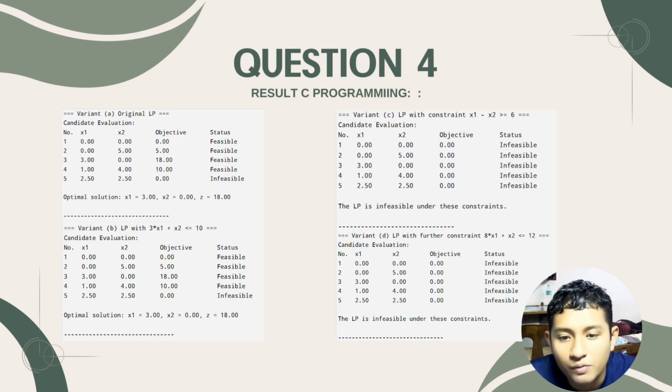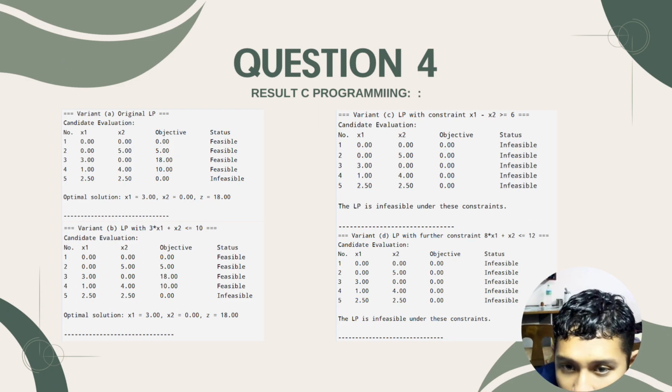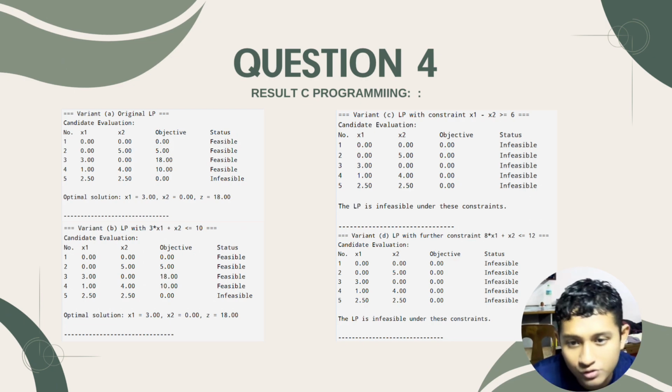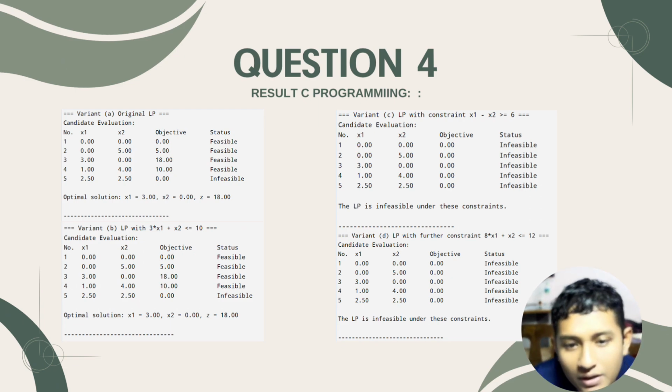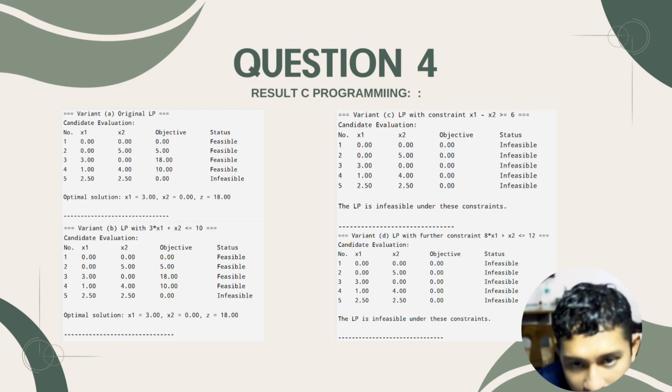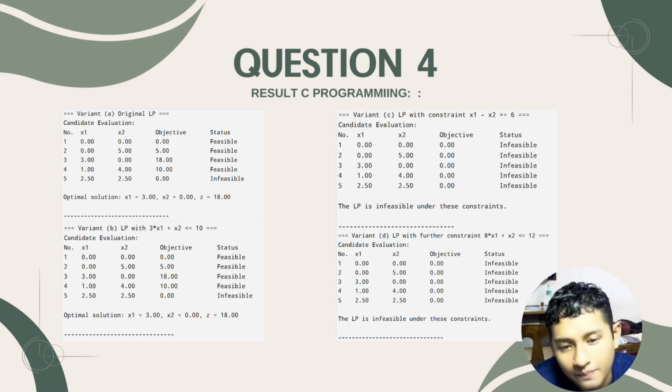For the result, we can see in variant A, we find the optimal solution x1 equal to 3, x2 equal to 0, and z equal to 18. For B, we find x1 equal to 3 again, x2 equal to 0, z equal to 18. But for C, the linear programming is infeasible under these constraints. Same goes for D.